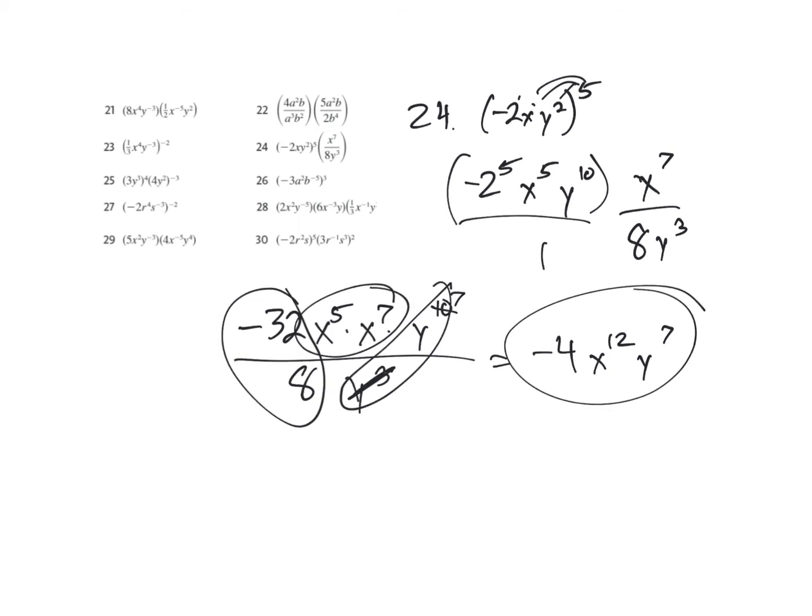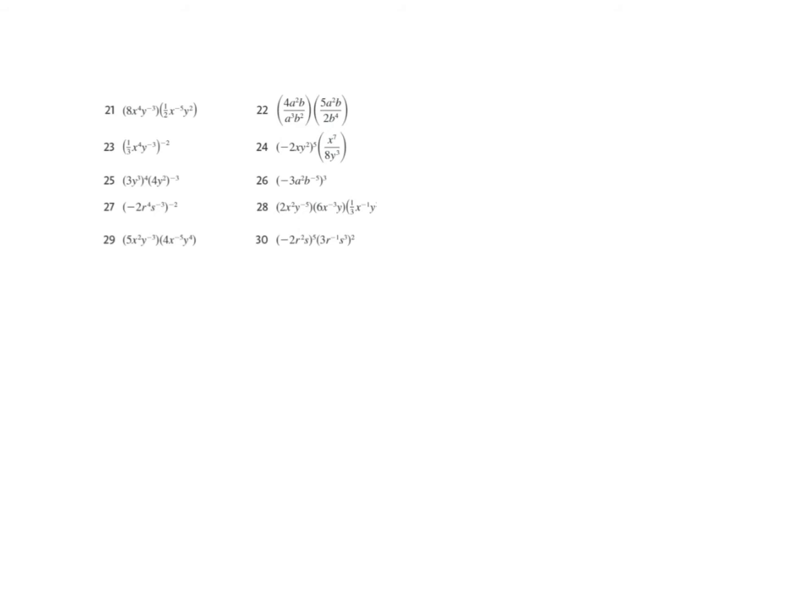All right, let's get rid of these. And number 25. So 3y cubed raised to the 4th. Let's go ahead and do that first. Again, everything has an exponent. That's 3 to the 4th, y to the 12th. 3 to the 4th is 81. Now let's do the second part.